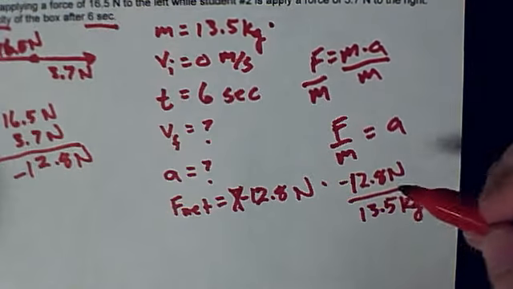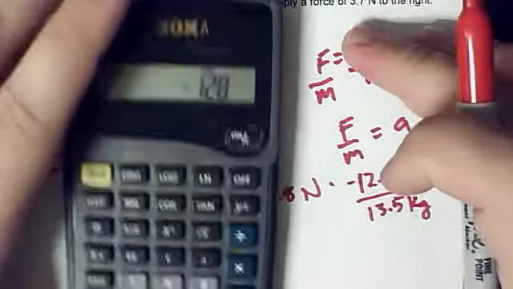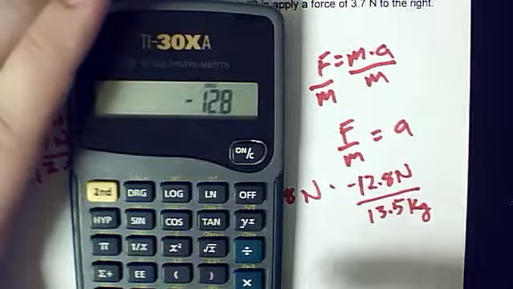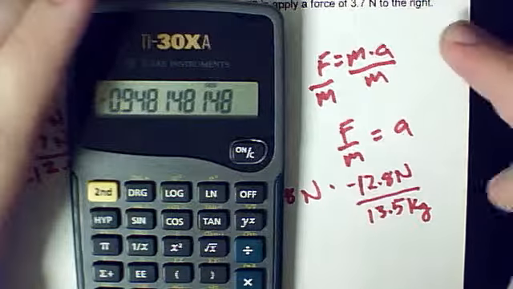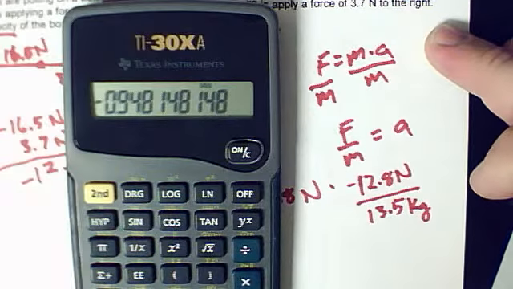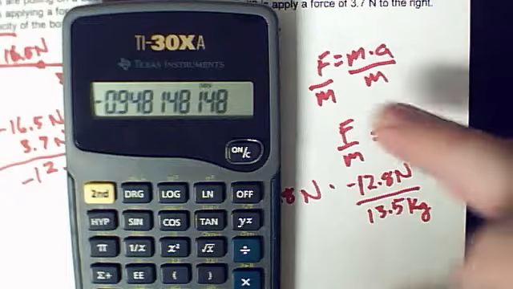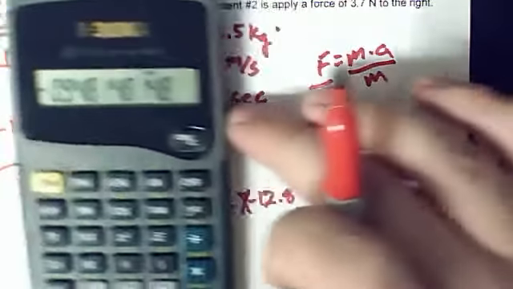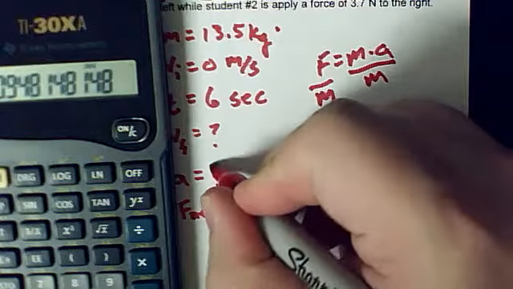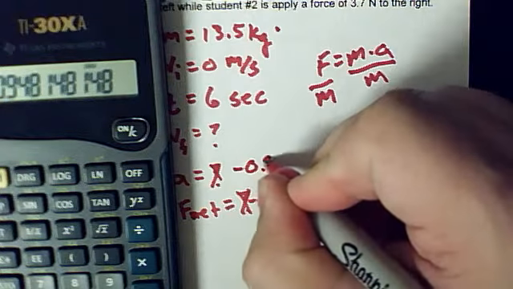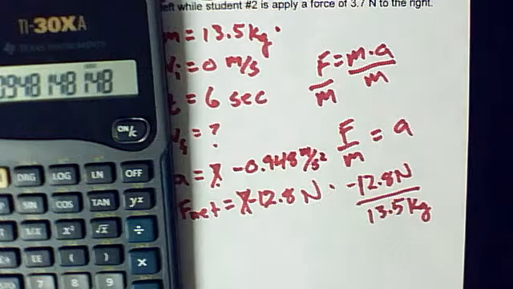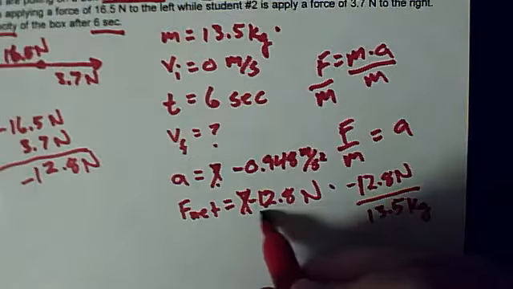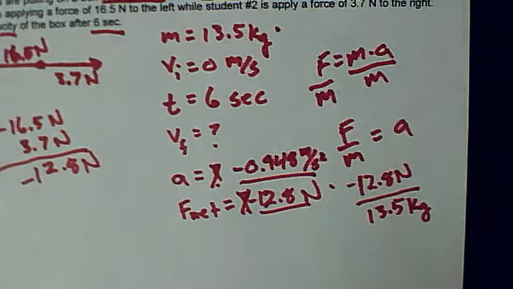Alright, so I do my negative 12.8 divided by 13.5, which gives me an acceleration of negative 0.95. Oh, we'll do 48. So acceleration is a negative 0.948 meters per second squared. Okay, so we found our net force, we found our acceleration. So now we're going to look at our equations for velocity.